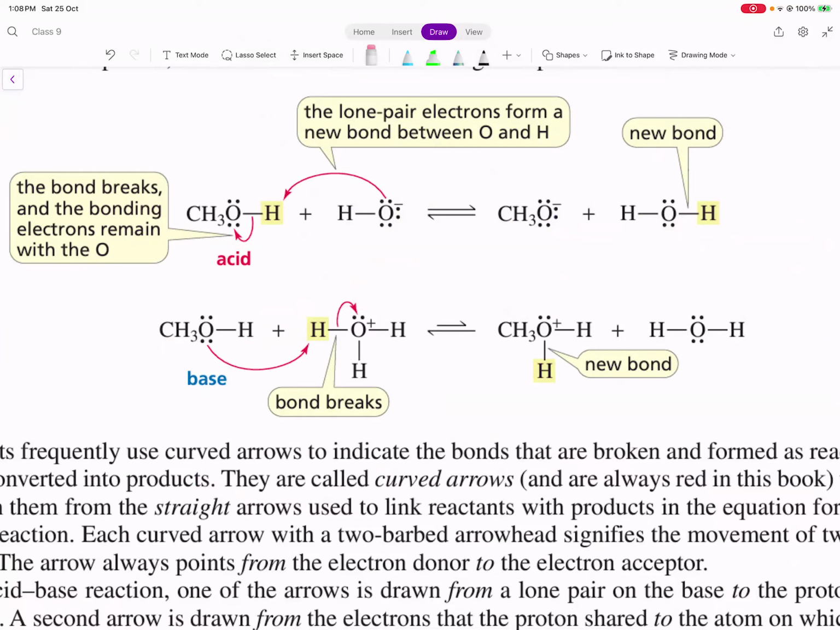The lone pair of oxygen is going to H, which means now they will form a bond. They will form a single line. See, a new bond. And in this process, since oxygen was neutral and it has given away its electrons, it will acquire a positive charge.